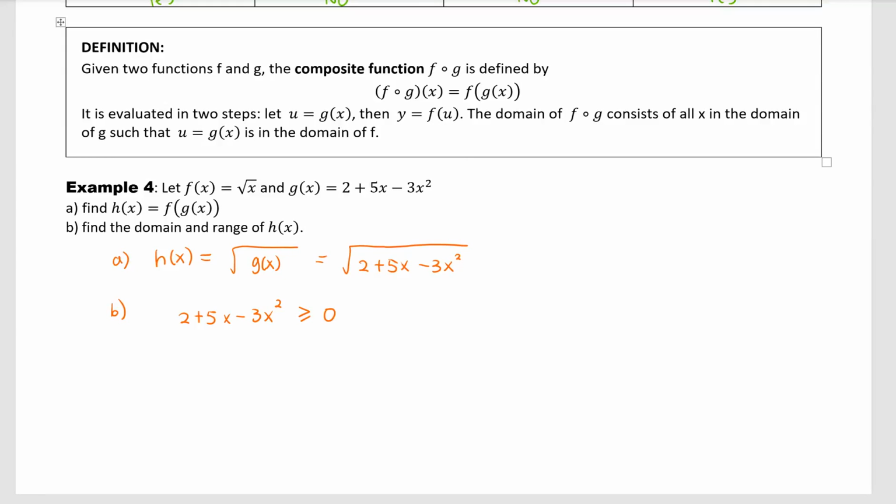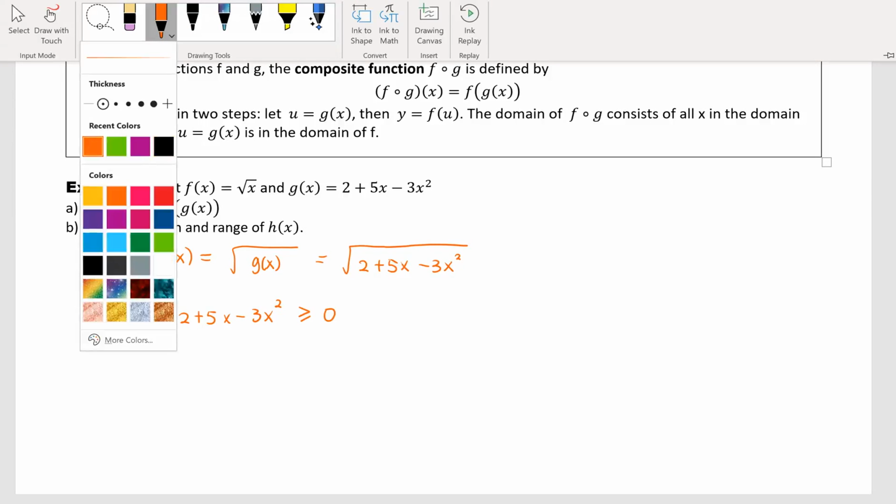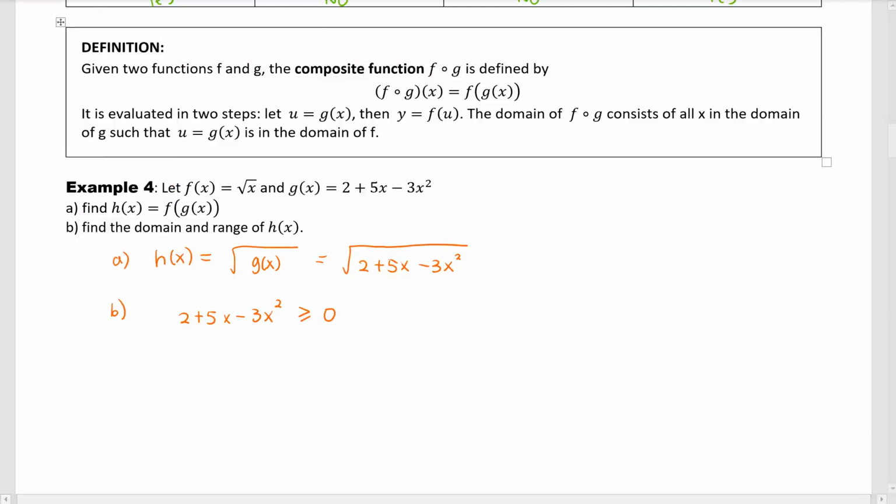Okay, so here are the steps of solving inequality. Let me use green color. So I put the notes here. Okay, so how to solve inequality. First, you want to move all the terms to the left hand side, so that your right hand side is just 0.